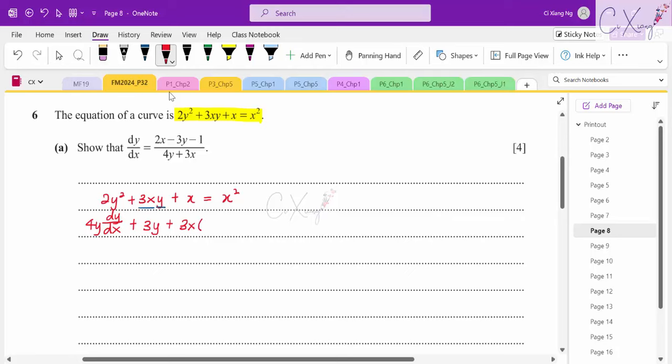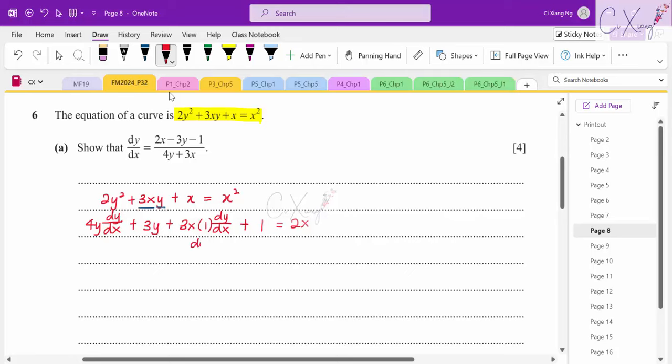Differentiate the y, you have a 1. Because we are differentiating y with respect to x, therefore you have to put dy over dx. Then the same thing happens for the x here. Differentiate x, you get 1. So equals to differentiating x squared, you are having 2x.